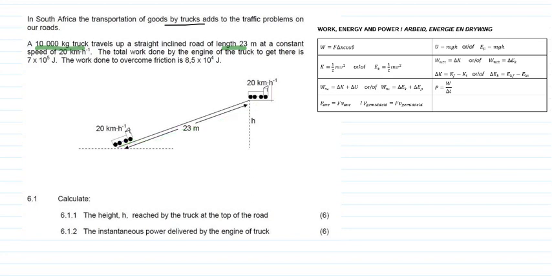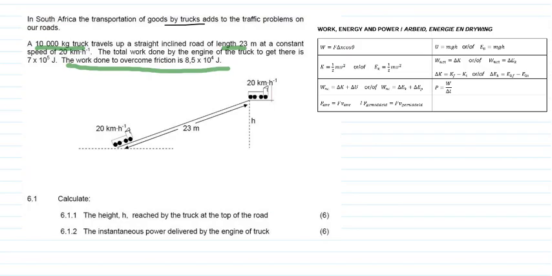And it's traveling at a constant speed of 20 kilometers per hour. The total work done by the engine of the truck to get there is 7 times 10 to the power 5 joules. That is the total work done. And then the work done to overcome friction is that. Then they want you to calculate the height h reached by the truck at the end of the road.